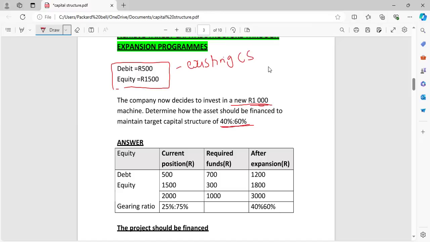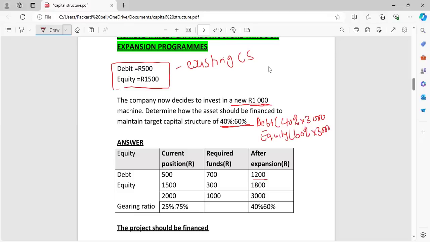So what you are going to do now is you will focus on the existing capital structure. They add up to 2,000. And if you add 1,000, the new project that needs to be financed, you are now going to have 3,000. That is after the expansion, right? So after the expansion now, you need to share. After the expansion, debt is going to have 40% times 3,000. That is going to be debt. Then equity is going to have 60% times 3,000. That is going to be your equity. That is after the expansion.